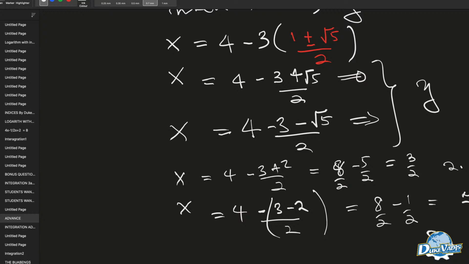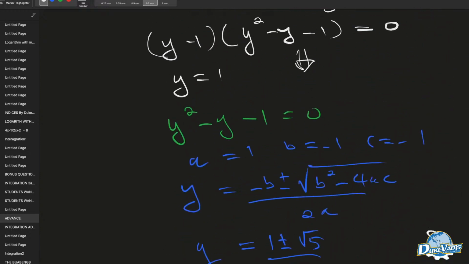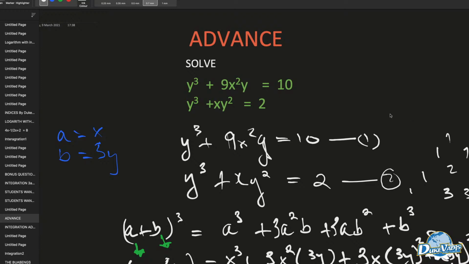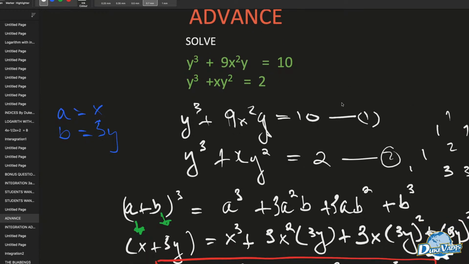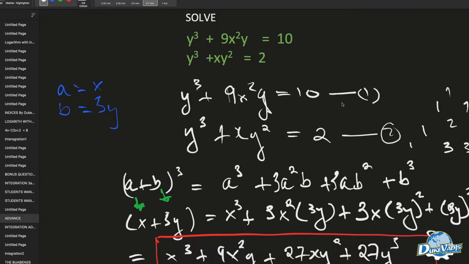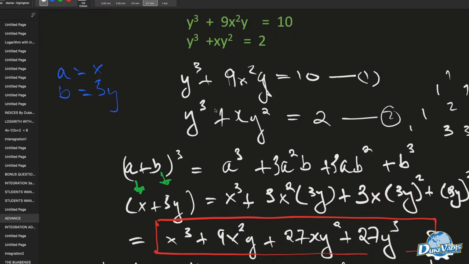Now, let's recap and see how we got our answers. In the first place, there's the question given to us. If you look at the question, we have x cubed plus 9x squared y equal to 10, and y cubed plus x y squared equal to 2. If we say we're going to make one of the cubes the subject and substitute, it's going to be a long way to break the equation.